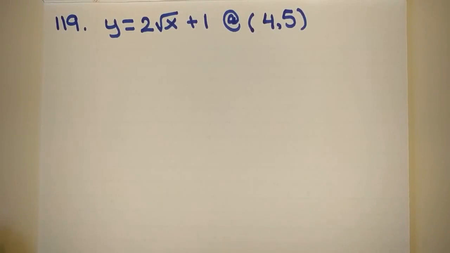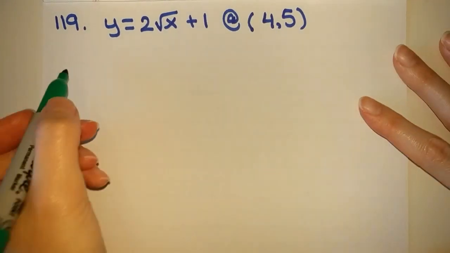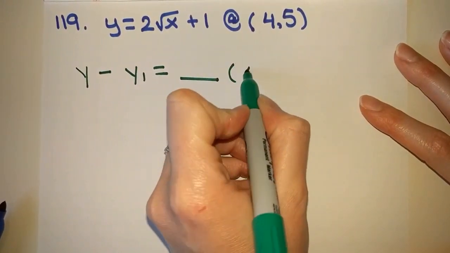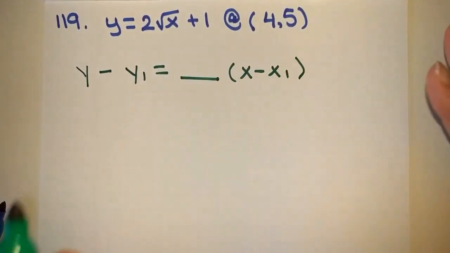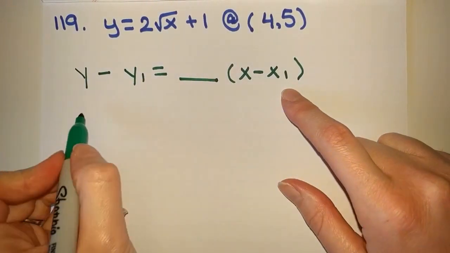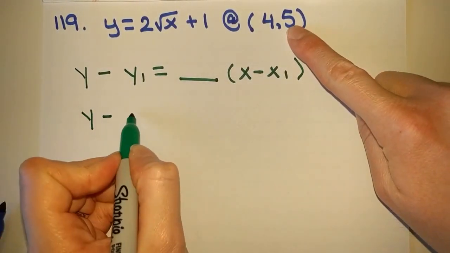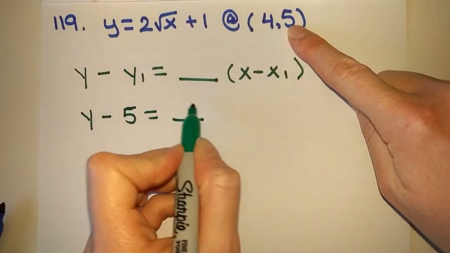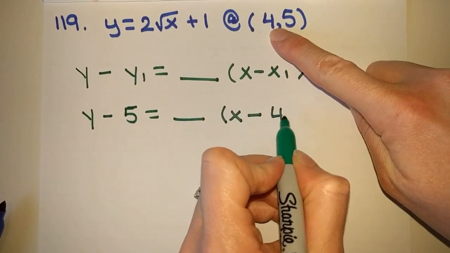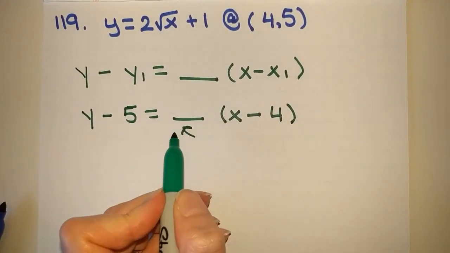We're asked to find the tangent line for this function at the point (4, 5). So again, when you're talking about a tangent line, always start with what you know. You know point slope form, y minus y1 equals m times x minus x1. Usually the x1 is given, and usually the y1 is also given, and in this case it is. So y1 is 5. The m is what we're going to spend our little time and energy trying to figure out, and our x1 is 4. All right, so how do we figure out that m?